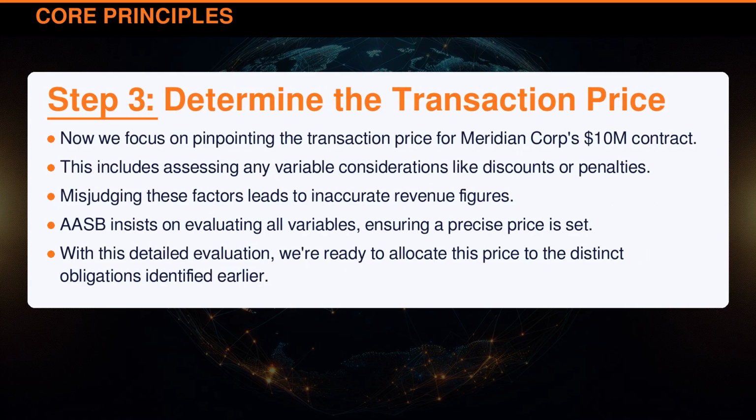Now we focus on pinpointing the transaction price for Meridian Corporation's $10 million contract. This includes assessing any variable considerations like discounts or penalties.